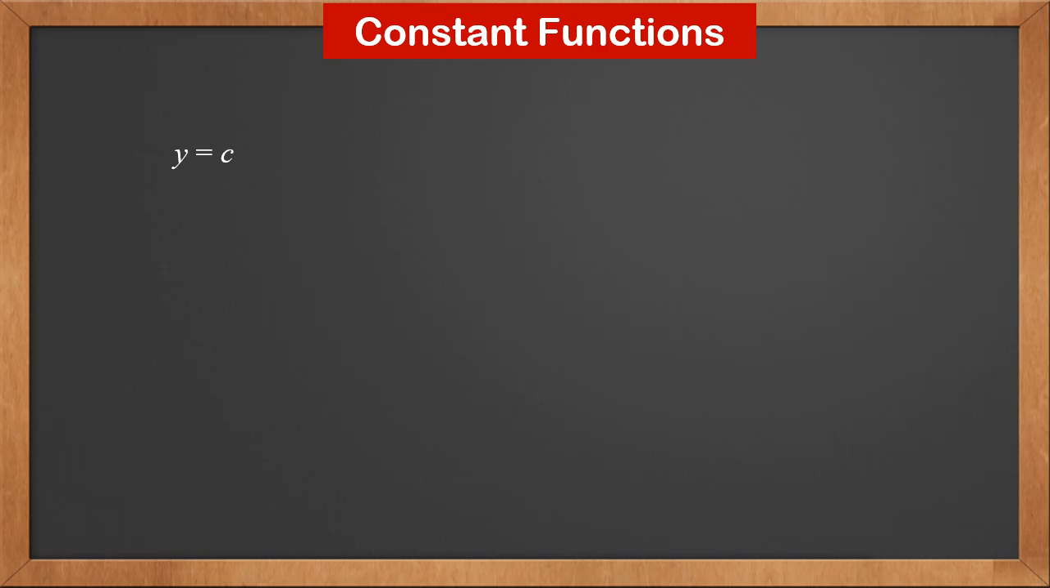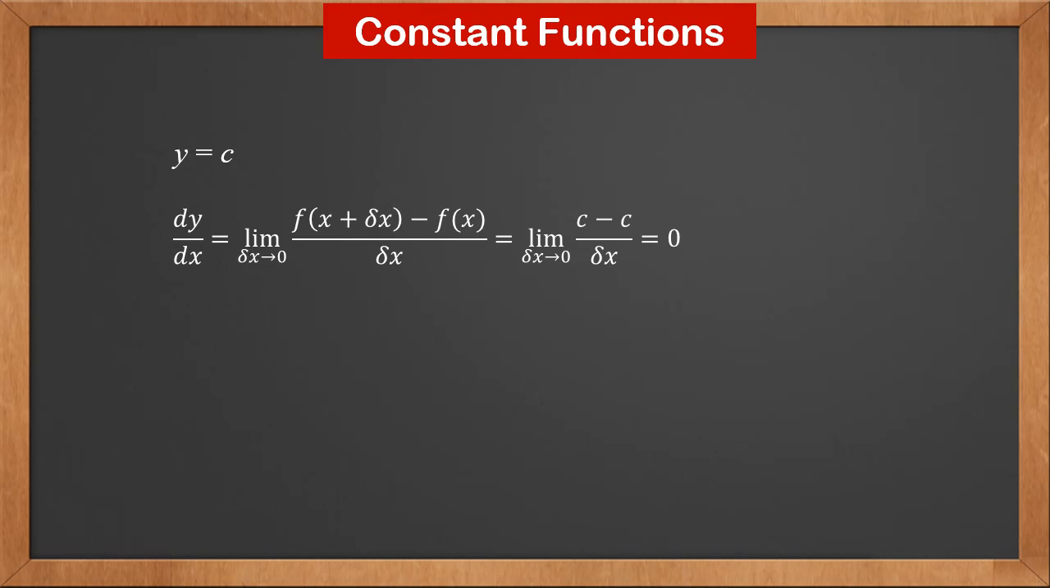Let's see the derivative of a constant function. A constant function is y equals c. C can be any number. It's a horizontal line. Using the first principles, we know dy over dx is the limit of f of x plus delta x minus f of x over delta x when delta x approaches 0. Since it's a constant function, f of x plus delta x and f of x are both c. So the derivative is 0. The derivative of a constant function is 0.